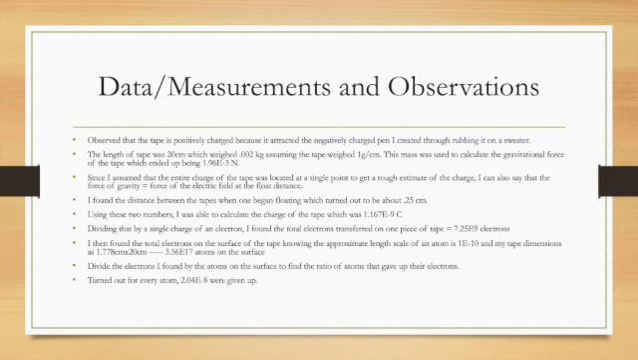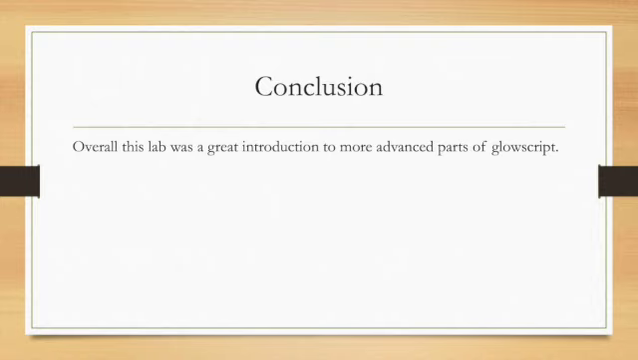This charge was different from the computational model, which I coded this time, because this value is a representation of the charge as if it were focused on one point on the tape, while my computational model spreads the charge of the tape evenly throughout the tape. Overall, this lab was a great introduction to more advanced parts of GlowScript.